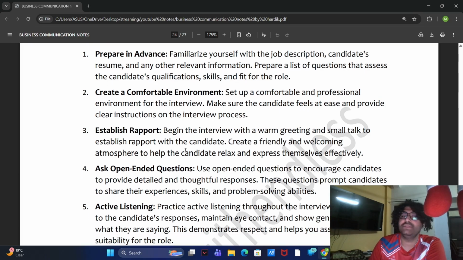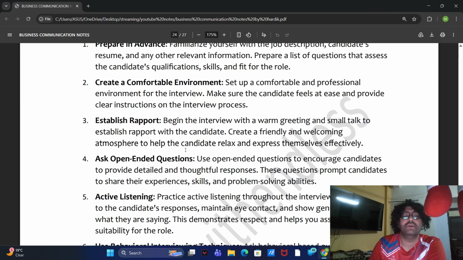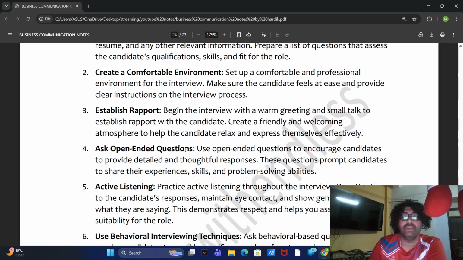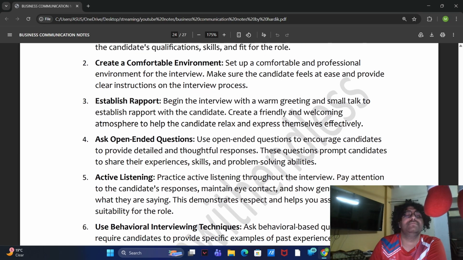Create a comfortable environment. Set up a comfortable and professional environment for the interview. Make sure the candidates feel at ease and provide clear instructions on the interview process. Establishing rapport. Begin the interview with a warm greeting and small talk to establish rapport with the candidate. Create a friendly and welcoming atmosphere to help the candidate relax and express themselves effectively.